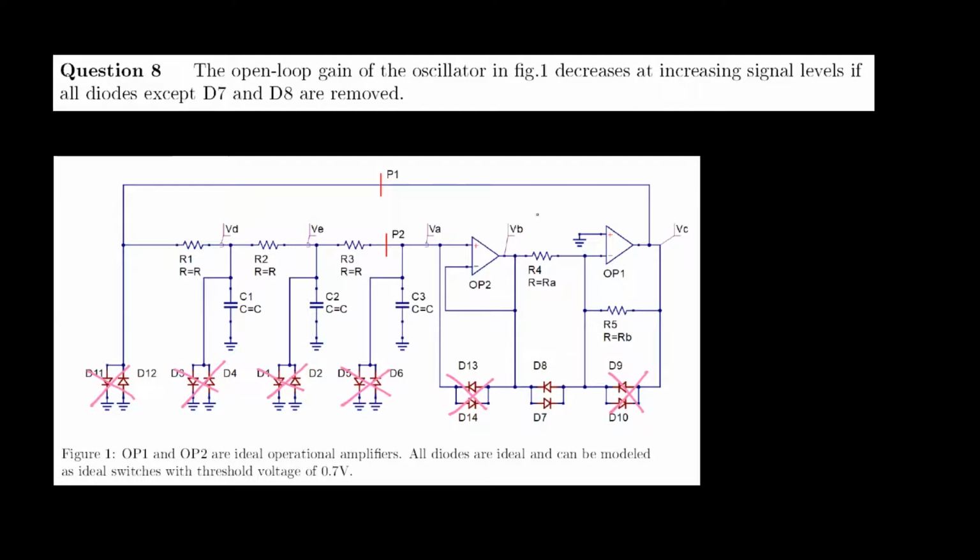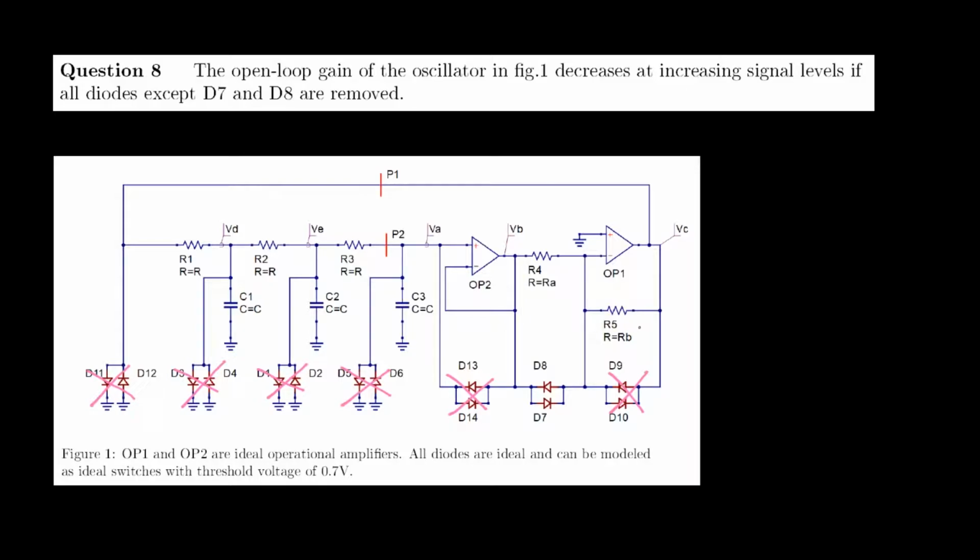The open loop gain of this oscillator can be seen as the multiplication of this network, of these three RC sections, multiplied by the transfer of this unity gain buffer, and then multiplied by the effect of this amplifier. Now, since the effect of this beta network is not going to be influenced by these two diodes, and this unity gain buffer doesn't really have an effect on the magnitude of the signal, we're just going to look at the amplification factor of this section of the circuit, since that's going to determine whether the open loop gain is going to increase or decrease for larger signal levels.